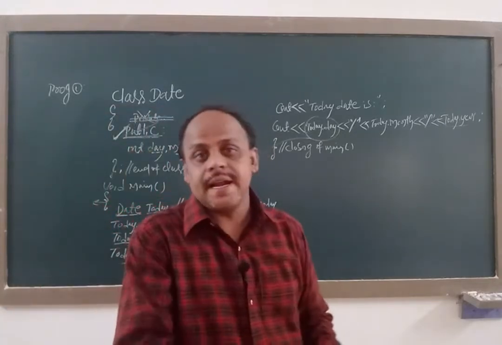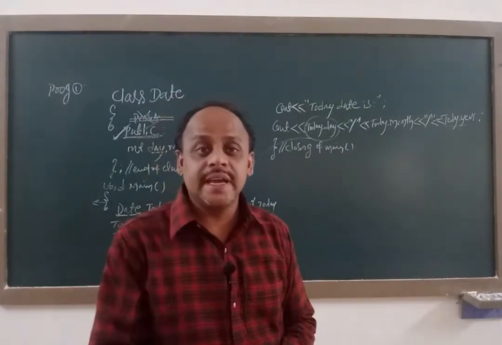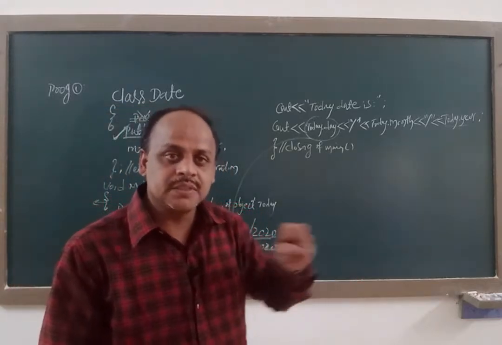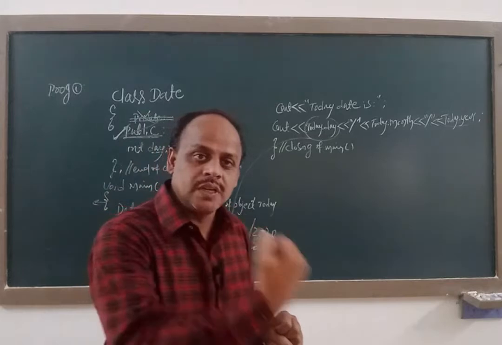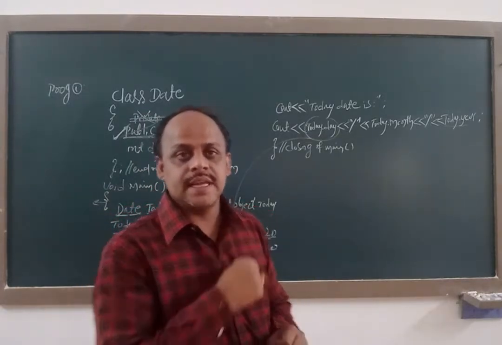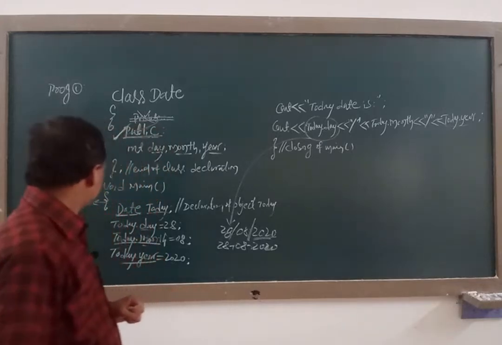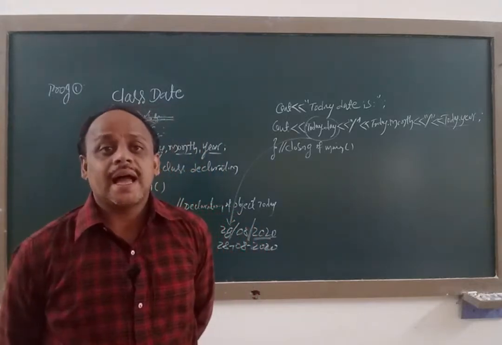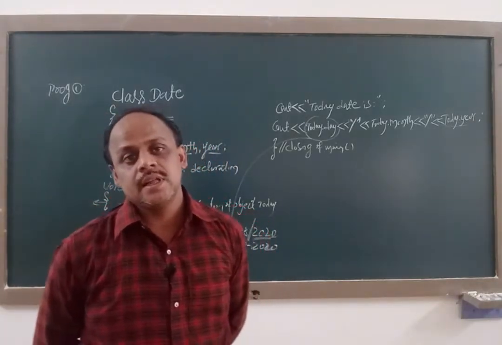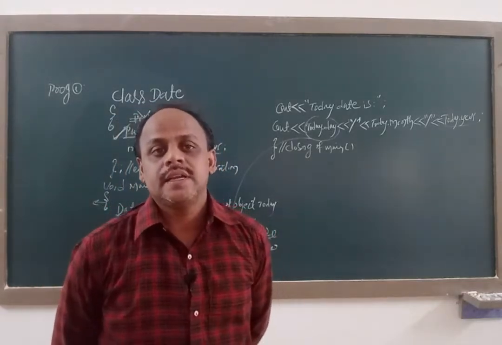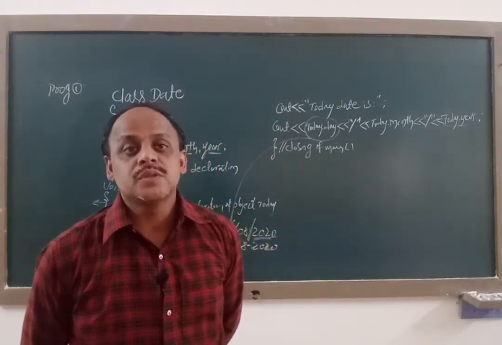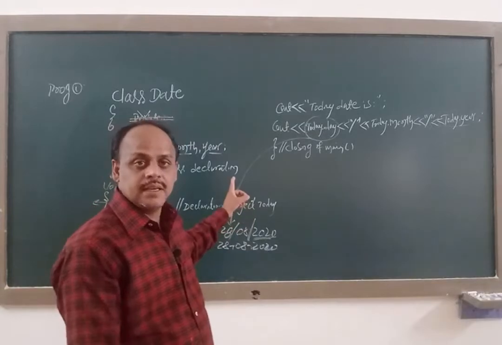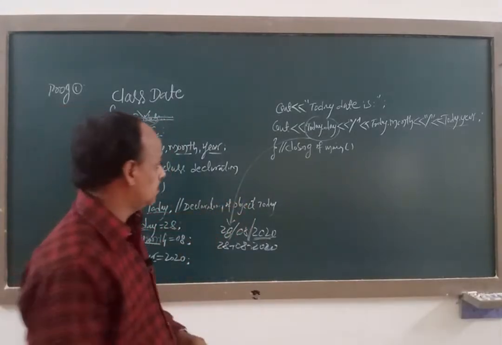But to accept a date and print it, we have to take two more member functions: one member function to accept the date, another member function to display the date. Right? Let us see that program. Second program: write a C++ program to accept a date from the user and display it in a proper format using class and object concept. Then let us see how the code is going to change.